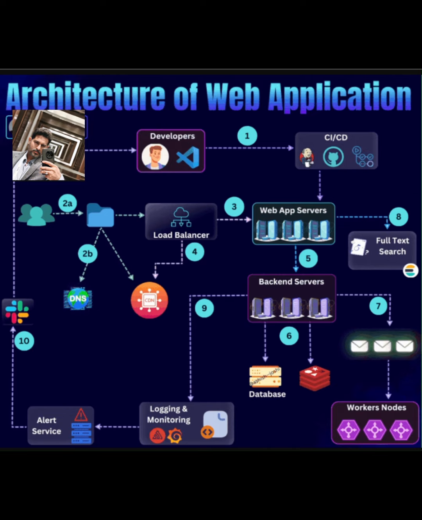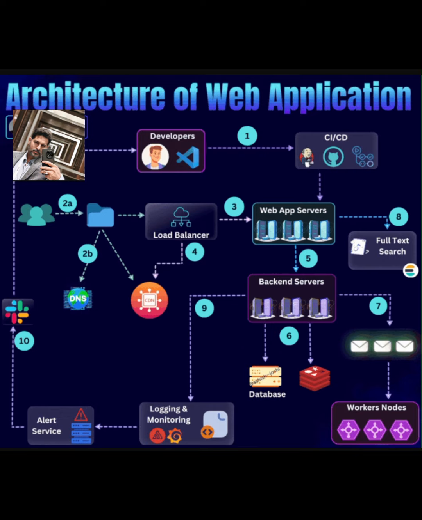The web app servers handle the front-end and application logic, serving dynamic content and processing user requests. These servers are deployed in an auto-scaling group, allowing the system to scale horizontally by adding or removing instances based on demand, ensuring optimal resource utilization.